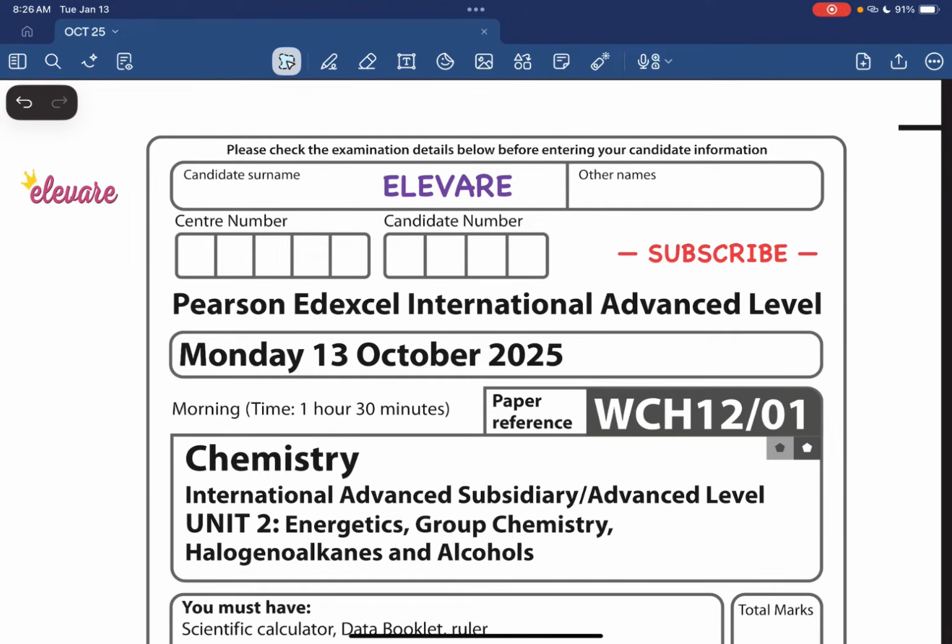This is Fahim and today we'll be solving the most recent paper from Edexcel IAL Chemistry Unit 2, that is from October 2025. So without wasting any more time, let's just solve this paper.